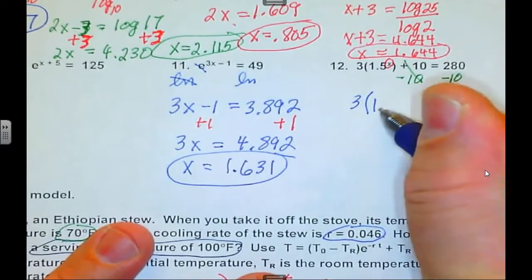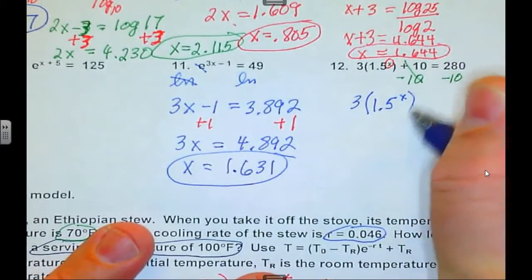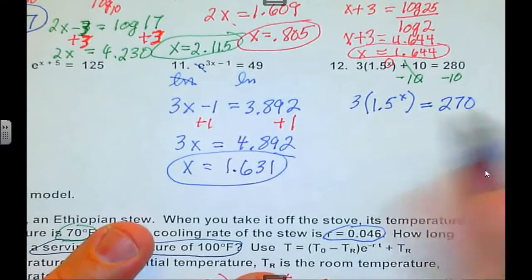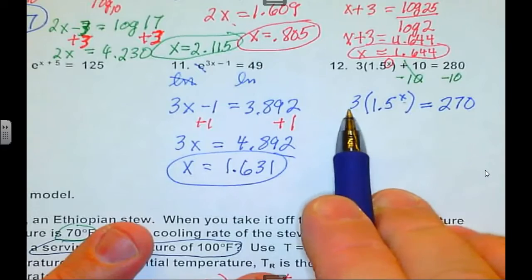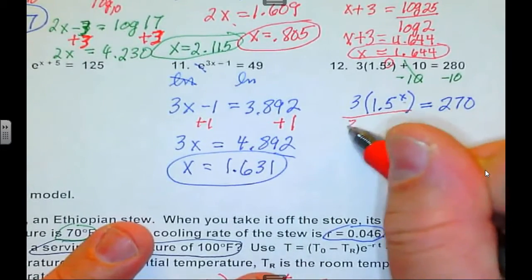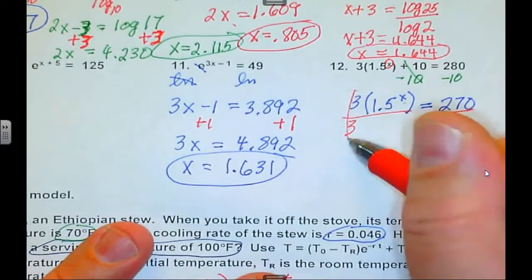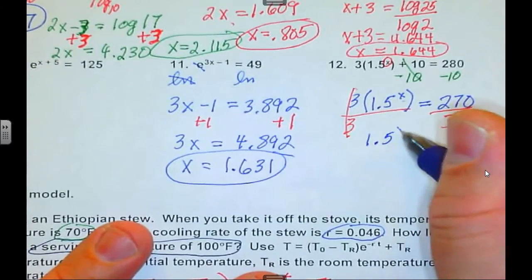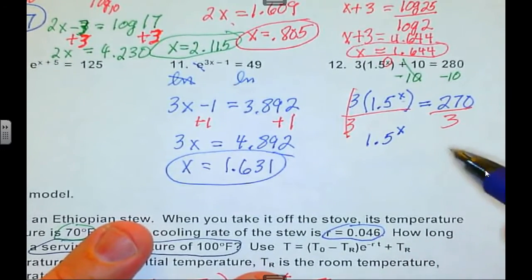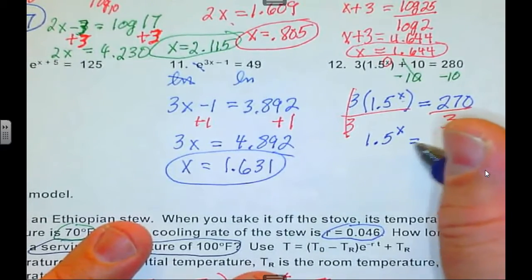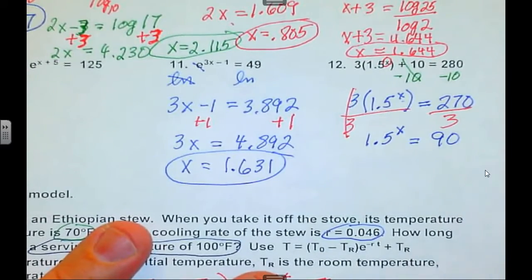3 times 1.5 to the x equals 270. Still trying to get to that x. I'm going to divide by that 3. It's almost acting like a coefficient. So I get 1.5 raised to the x equals 90.